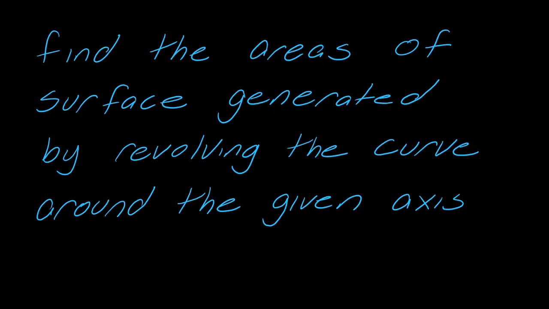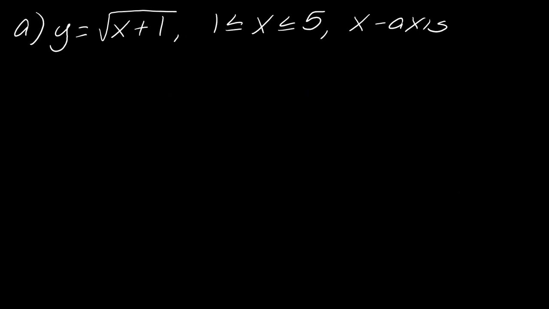Okay, so now we're going to talk about actually finding the areas of surface generated by revolving the curve around the given axis. And more importantly, we're going to talk about the algebra chops that you need for this type of exercise. So let's start with the curve y equals the square root of x plus 1. X will be between 1 and 5, and we're going to revolve this around the x-axis.